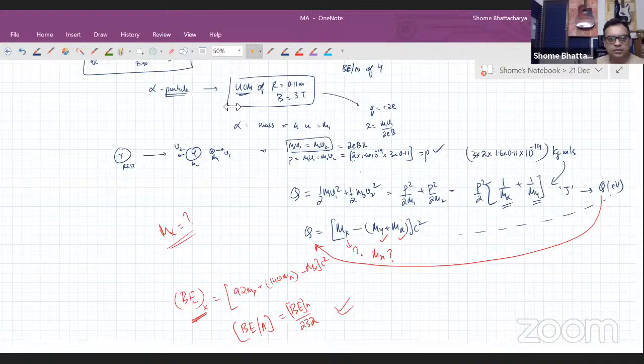Shreya, is the method clear now? Okay, next, Ganesh, I'm coming to your doubt.